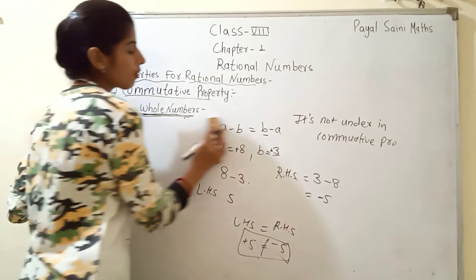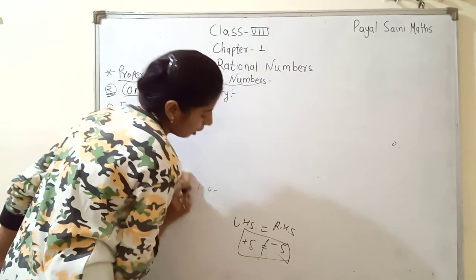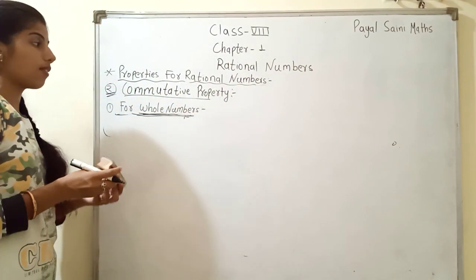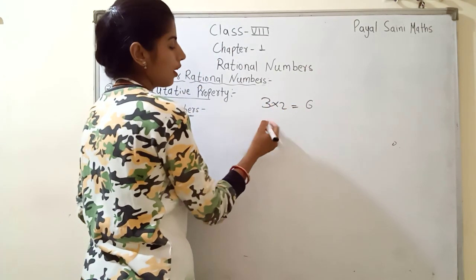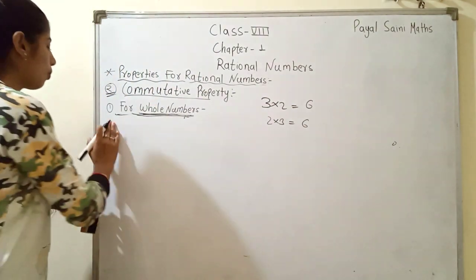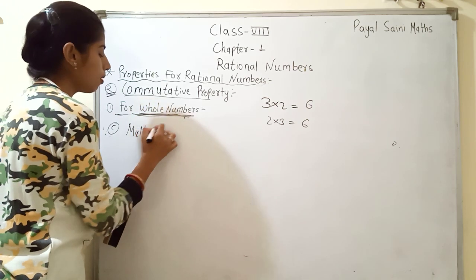Now we check multiplication. If you have some common sense, then we simply say that in multiplication, if I write 3 into 2 then 6, and if I write 2 into 3 then our answer is also 6. But now we prove it by example and with the full method.